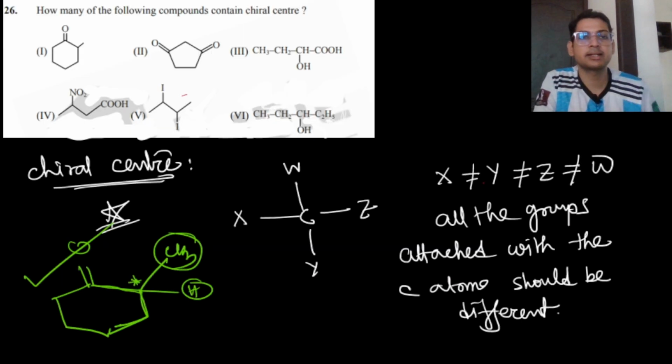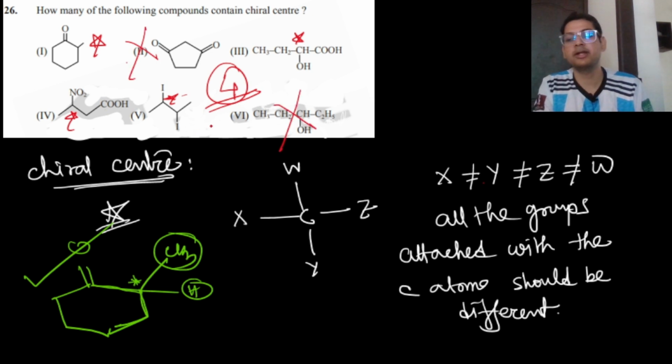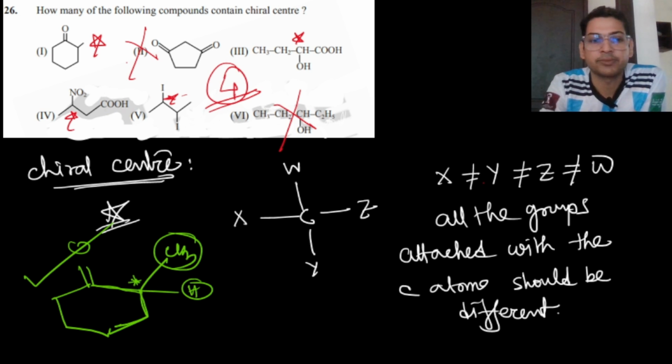Okay, so what are the chiral centers, sir? What are the chiral centers you got? This I got, this I got, this I got, this I got, and no more. So total four structures. This is not and this is not. Are you getting my point or not? Got it?